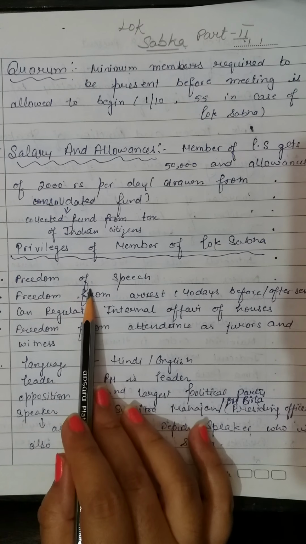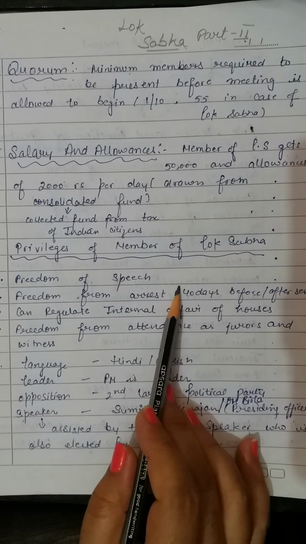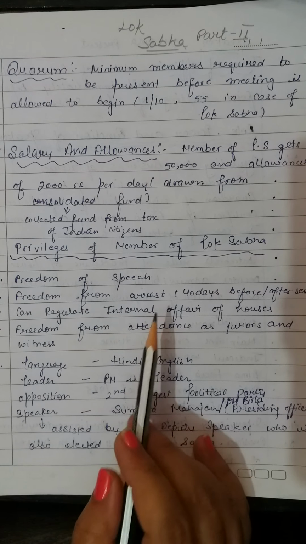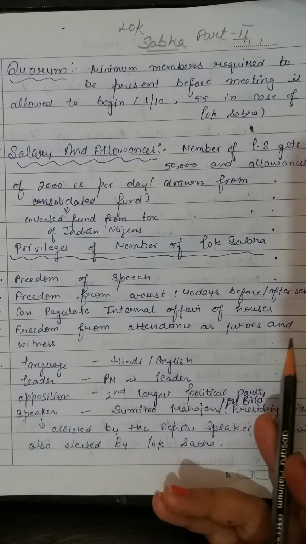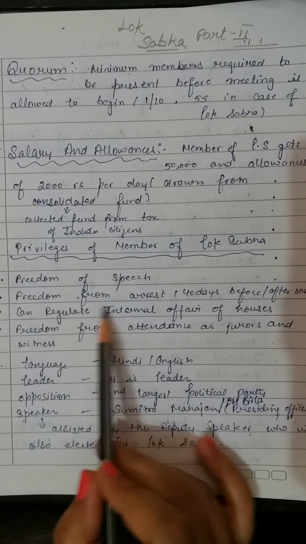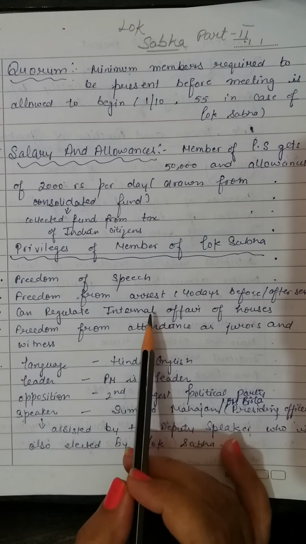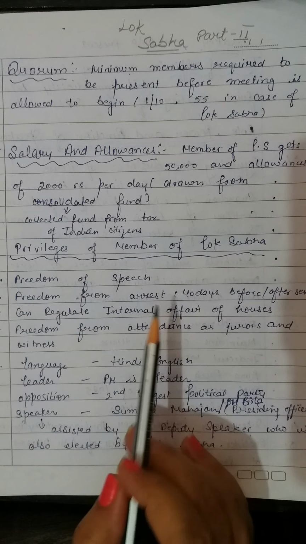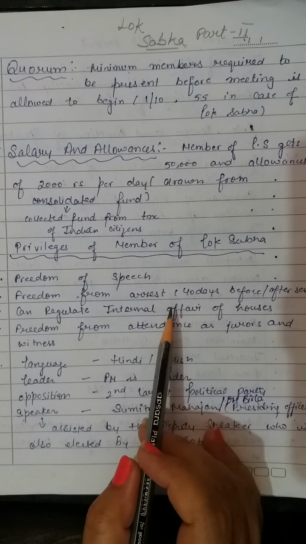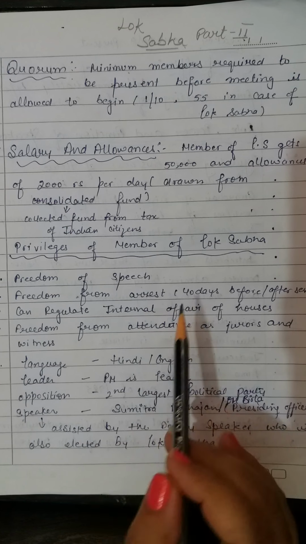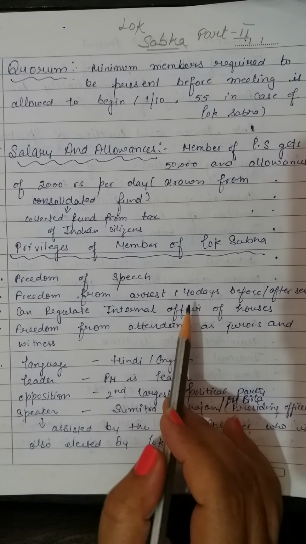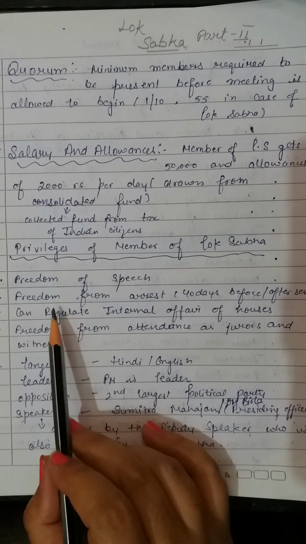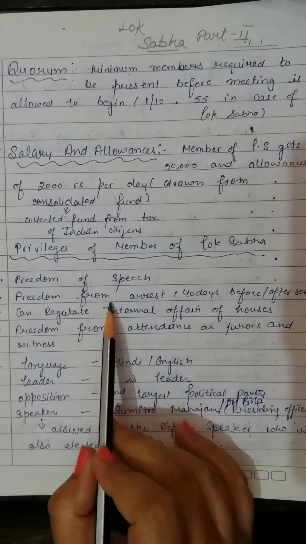They have the freedom of speech in the house. That means they can represent themselves; there is no restriction that they cannot raise a point. Second is freedom from arrest. That means if a person is a Lok Sabha member and has done something wrong, but only in civil cases, not in criminal cases, he has the freedom from arrest.